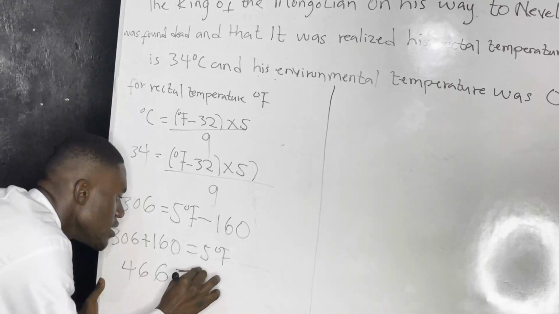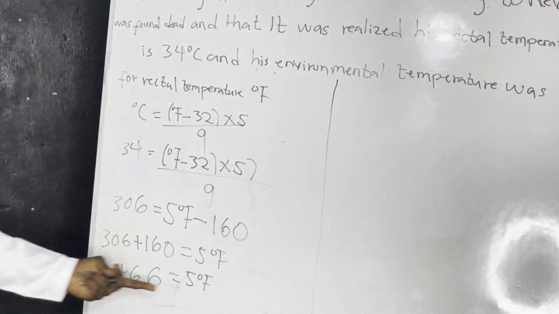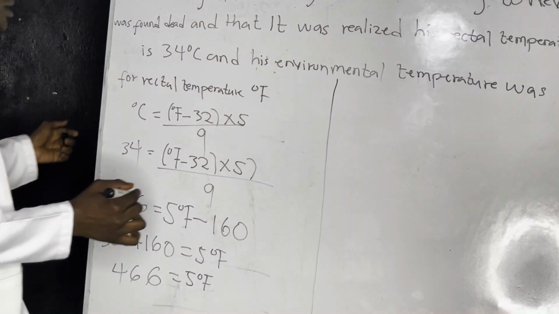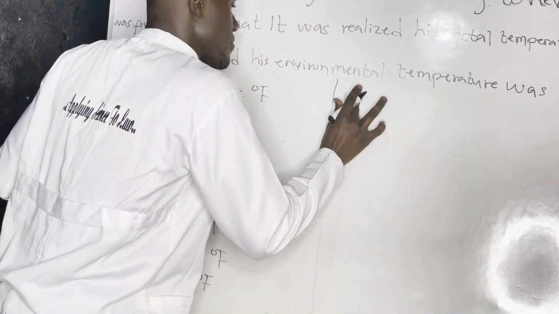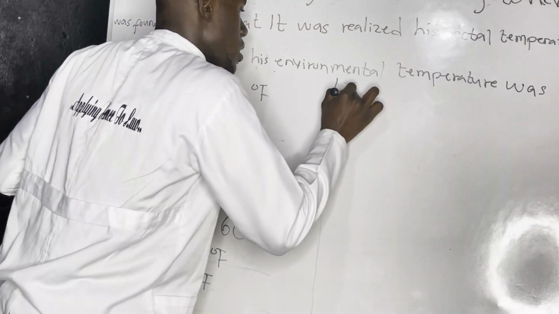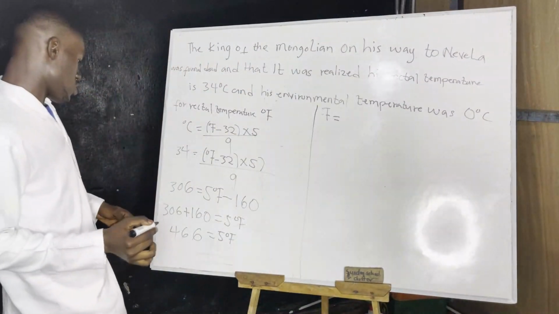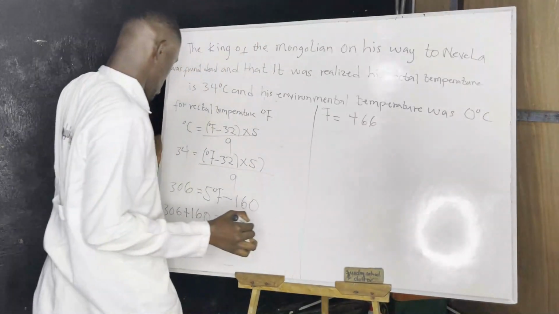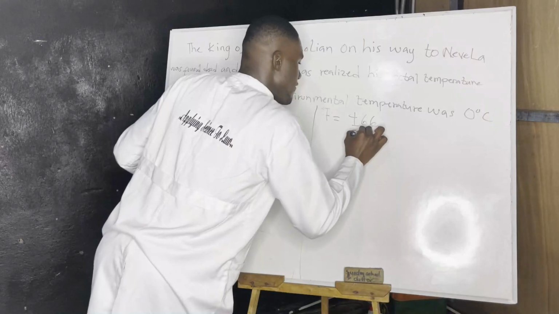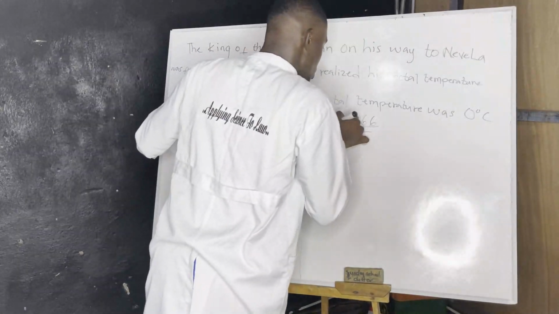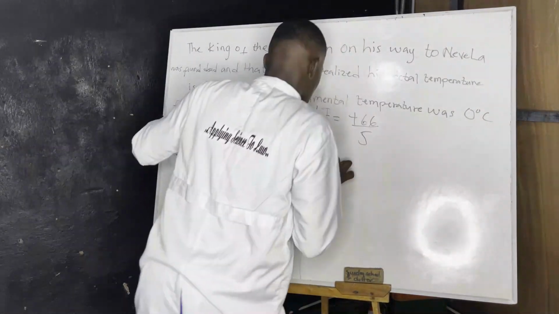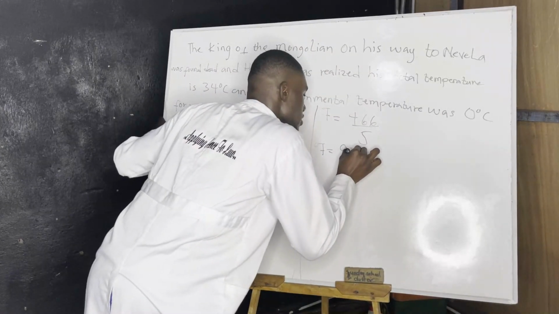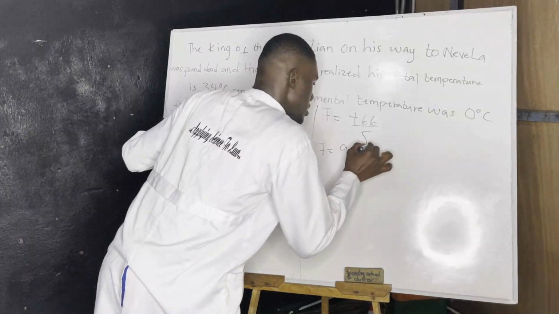5 degrees Fahrenheit. So we divide it by the 5 so that the degrees Fahrenheit can stand alone. So degrees Fahrenheit is equal to 466 all divided by 5. So we get something like 93.2 degrees.